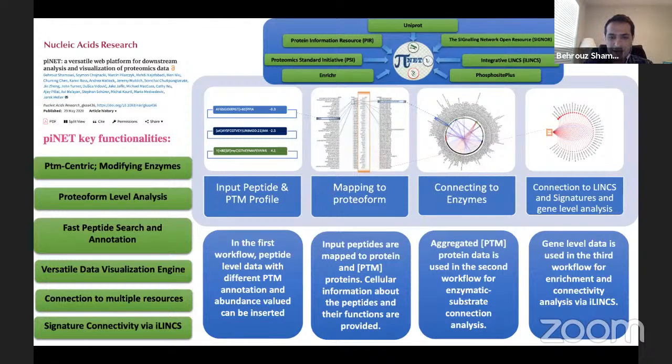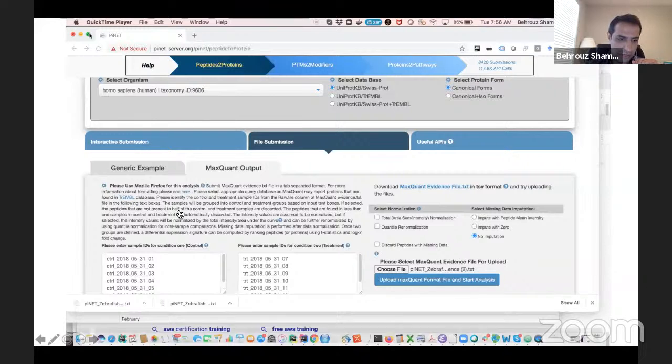There are a couple of key features that PINET does. That's PTM-centric analysis, connection between PTMs to enzymes. We analyze peptides, we map them to proteoforms, and look at the proteoform data. I have embedded fast peptide search, how it can be quickly mapped to proteins, which I will show. Versatile data visualization, and connection to different resources at the gene level. It would be better to show you how it works.